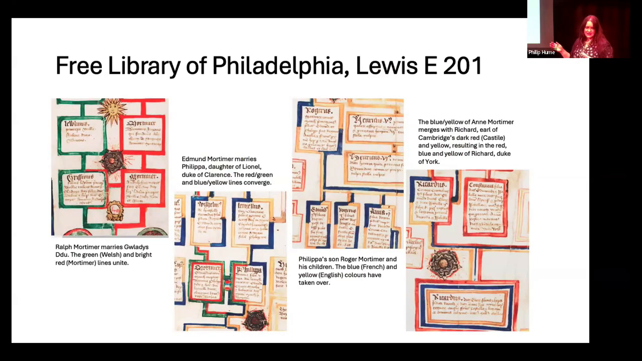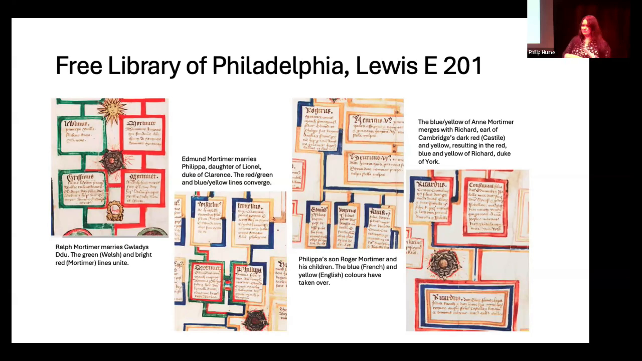You can see in the second line, these two colours have now combined into a double green-red Mortimer Welsh line. And this has come down to the person of Edmund Mortimer, who is marrying Philippa on the right. Philippa's taken on some of Edmund's Mortimer colours, but she's also got the blue and yellow from her father. So this is the colours of the English king's descent.